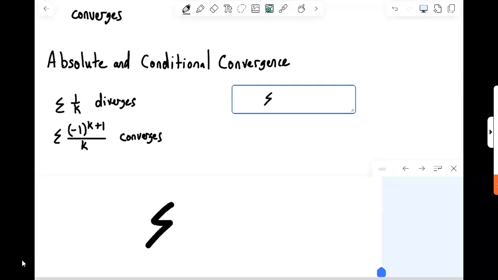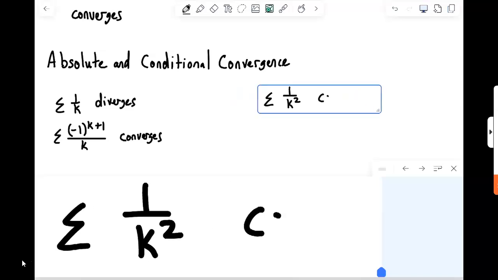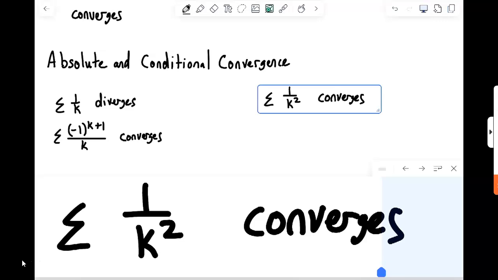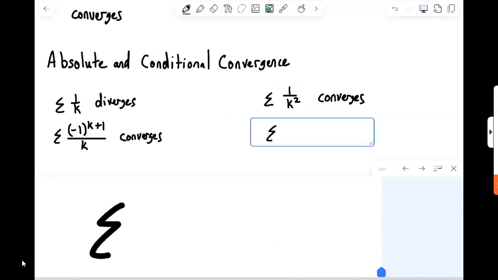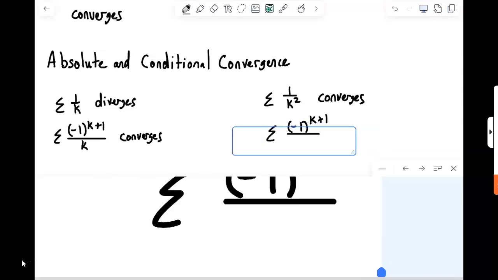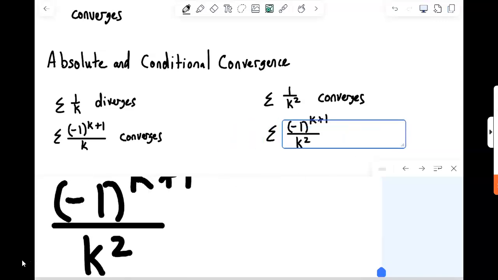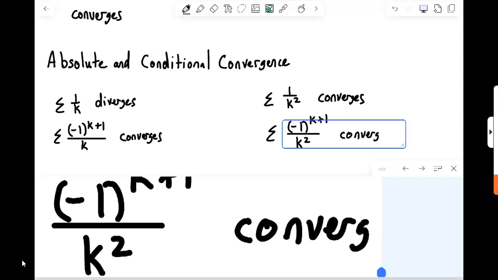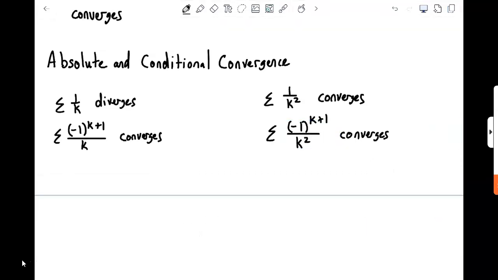In a similar manner, we know that the series 1 over k squared, being a p-series, converges. And by the alternating series test, we could also show that the series (-1)^(k+1) over k squared also converges. So in the one sense, the alternating sign was necessary to make it converge. In the other case, if you drop the alternating sign, it was still going to converge anyway.